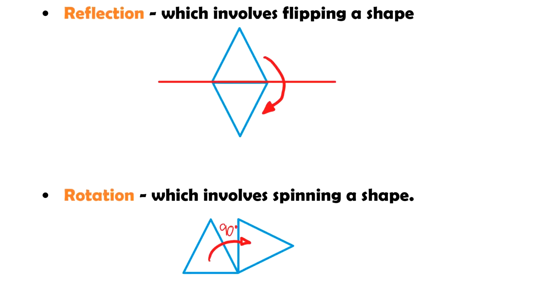Nothing else happens to the shape, it's just moved. The second one is what we call reflection, which involves flipping a shape. As you can see, there's a line in red there. We've flipped the shape over that line. So that is a reflection. Imagine you look at it in a mirror, it's a reflection.